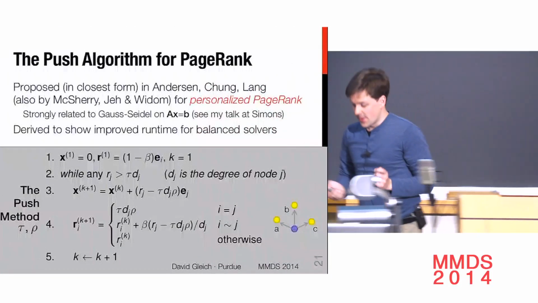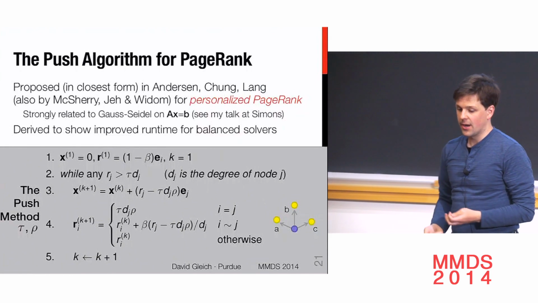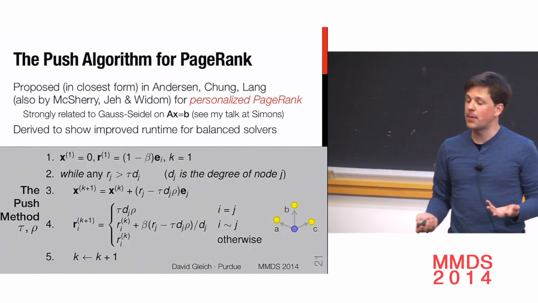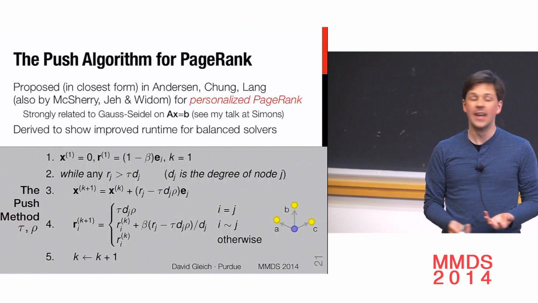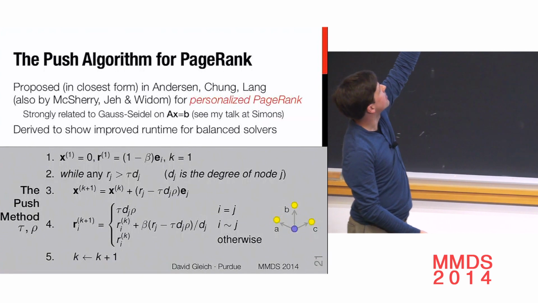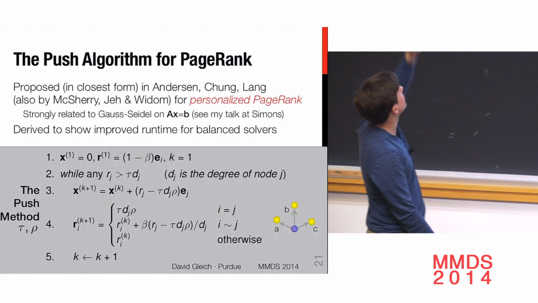Let's go a little bit further. So there's a common algorithm that people use to solve what are called personalized or localized PageRank problems, or estimate these PageRank diffusions very efficiently. And it's called the push method. So it dates back, I mean, the version I'm going to give is due to Anderson, Chung, and Lang, but it goes back much before them.